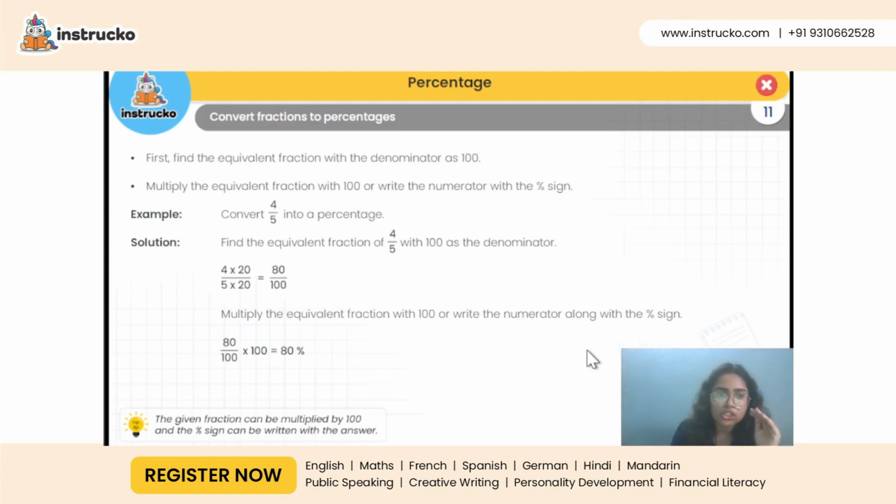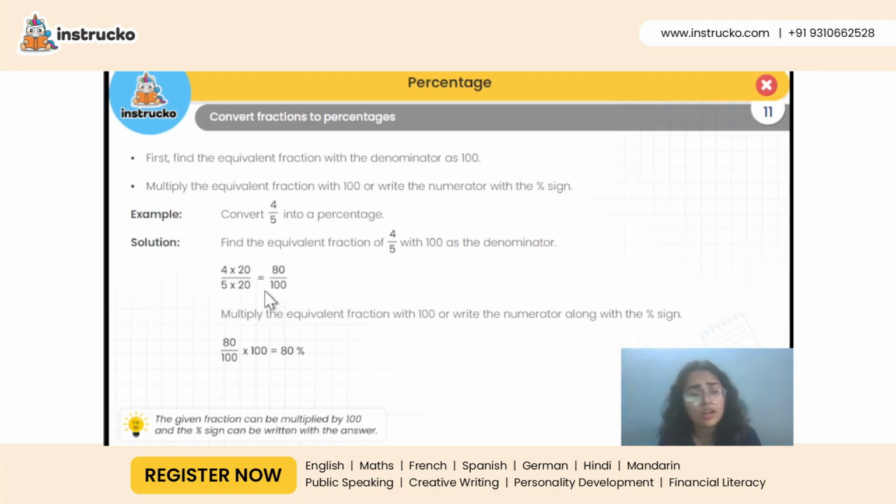So you have an initial fraction, for example 4 out of 5 here. You have to find the equivalent fraction with the denominator as 100. So basically you have to make this denominator 5 into 100. So what do we multiply to 5 that it becomes 100? 20, right? So now since we are multiplying the denominator by 20, we also need to multiply the numerator by 20 so that the ratio remains the same.